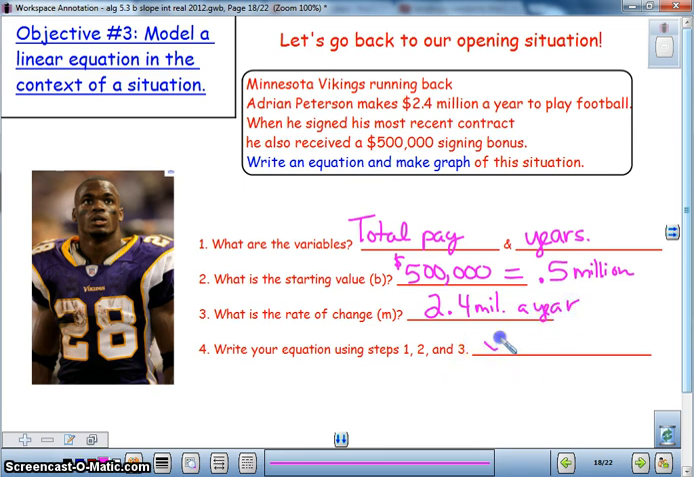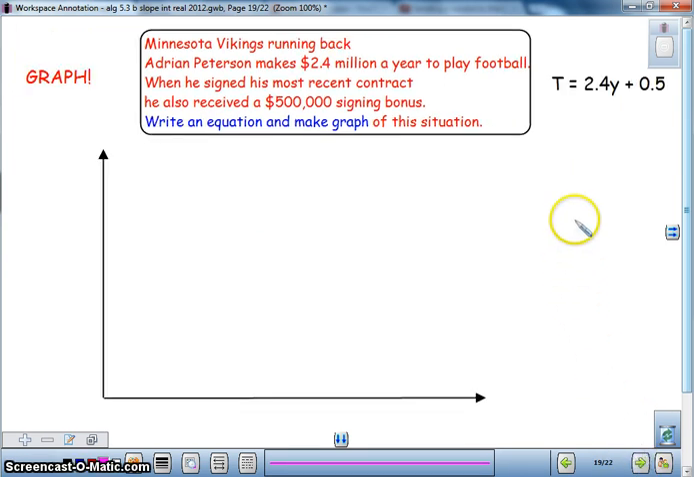So our equation: y, or we could use t, equals, he is getting paid 2.4 a year, our slope, times x, or 2.4x, and again, if we use our variable as x, plus 0.5. So as we are looking at it, we now want to make a graph. And on your table, right below the situation, I ask you to make a graph.